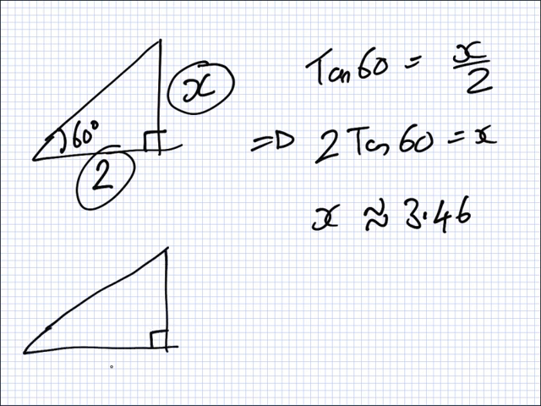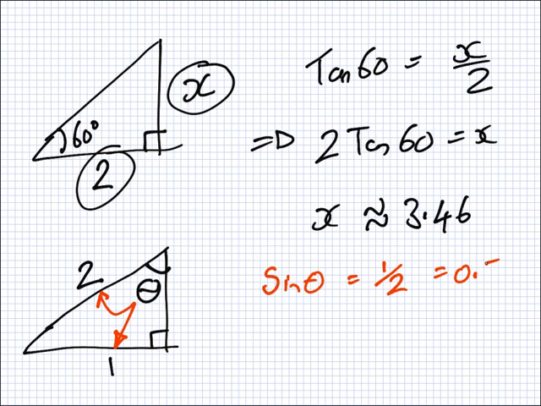Now, here's a different example. Let's say this is 1 and this is 2. Let's say I want the angle up here, theta. Now I can't use Pythagoras because Pythagoras never tells me angles. But just be careful. Do I want sine, cos, or tan? Sine, because the 1 is opposite and this is hypotenuse. So you can say sine theta equals 1 over 2, which equals 0.5.